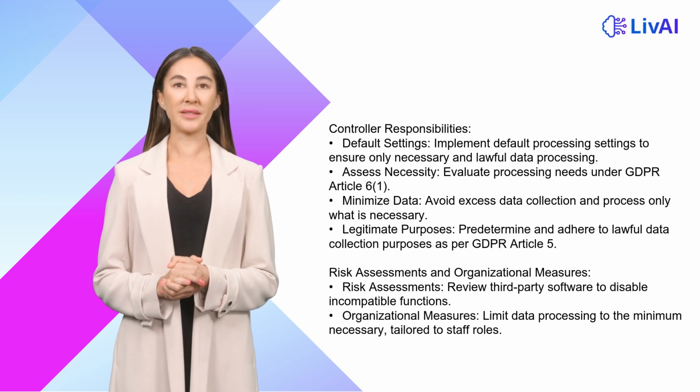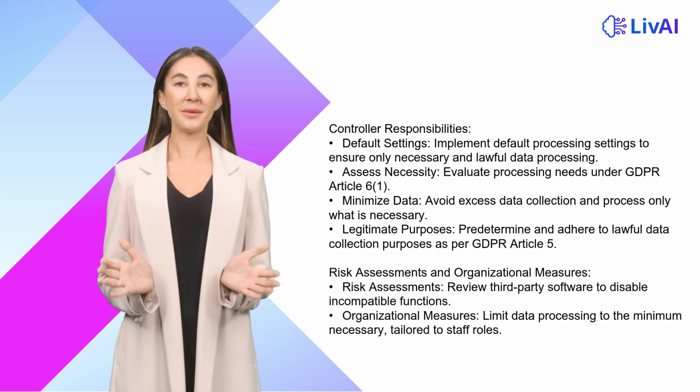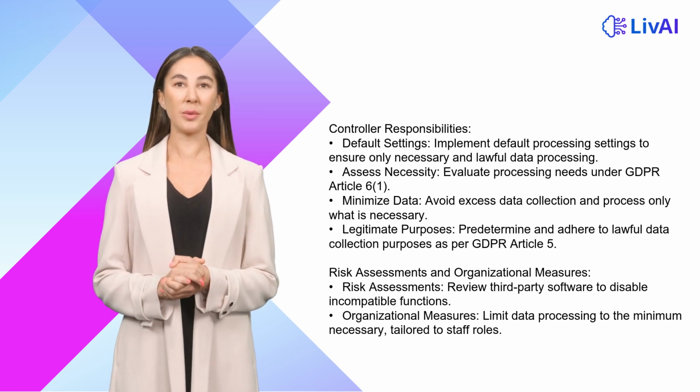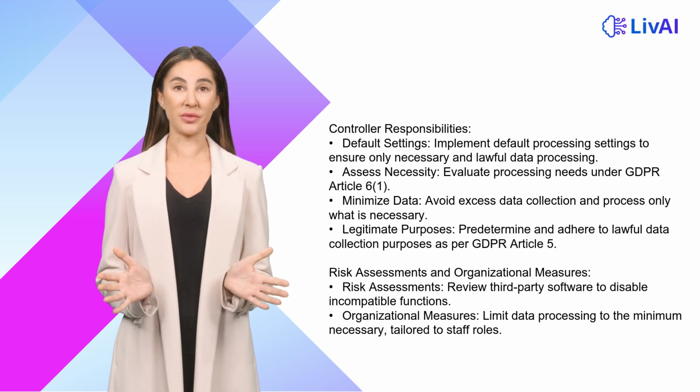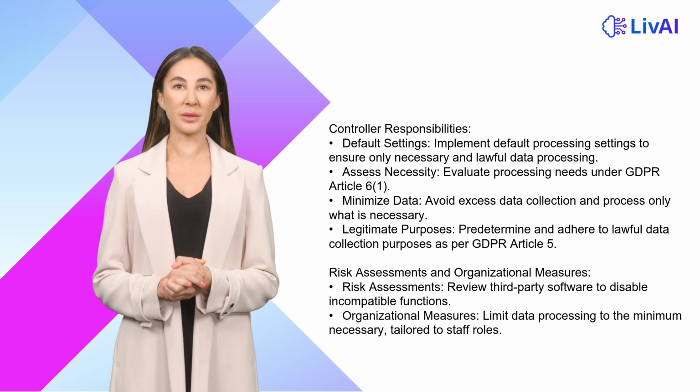Controllers must predetermine specified, legitimate purposes for data collection and processing, as outlined in Article 5(1)(b), (c), (d), and (e) of the GDPR, and ensure appropriate measures are in place by default to process only the necessary data for each specific purpose. Additionally, risk assessments should be conducted for third-party or off-the-shelf software to ensure that functions without a legal basis or compatibility with intended processing purposes are disabled. Organizational measures should be designed to process only the minimum amount of personal data necessary for specific operations, taking into account the different roles and access needs of staff.